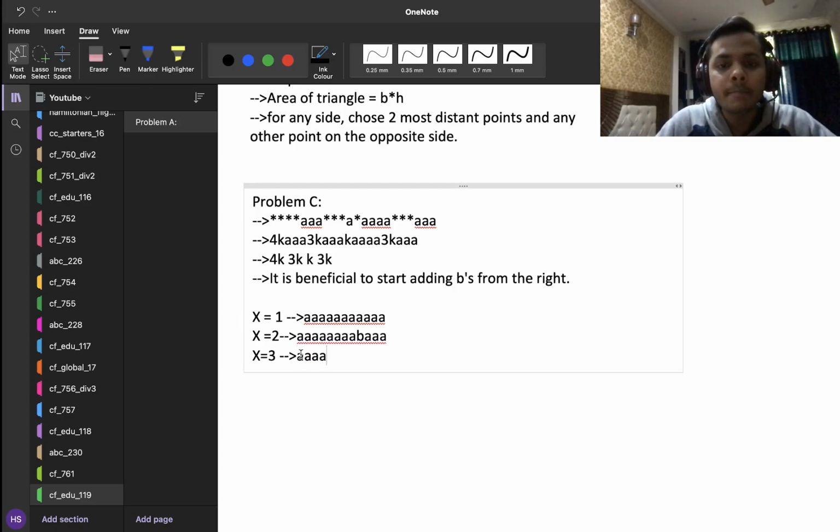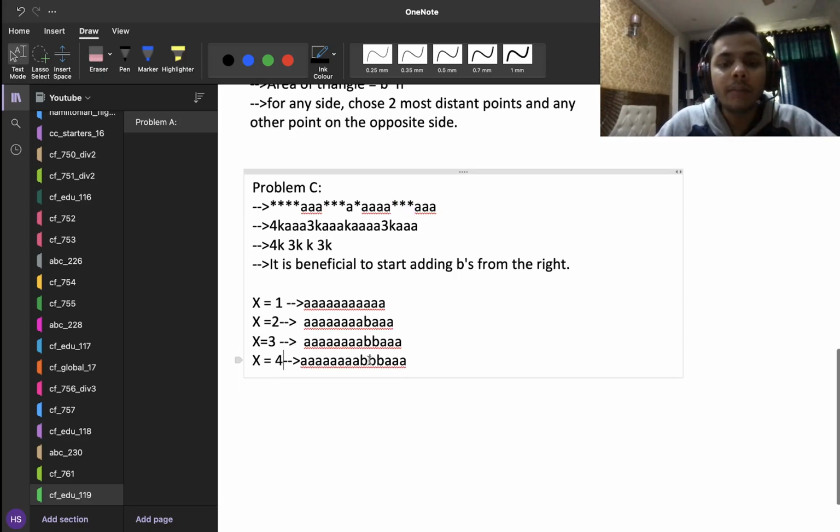and then I'll be left with a, a, a, b, b, a, right? Yeah, so this is the third lexicographically smallest string, and for x equal to 4, I can just insert 3 b's here, and I will get something like this. Also, it makes sense that I can put at most 3k b's here, right? So for x equal to 4, I am putting 3 b's.